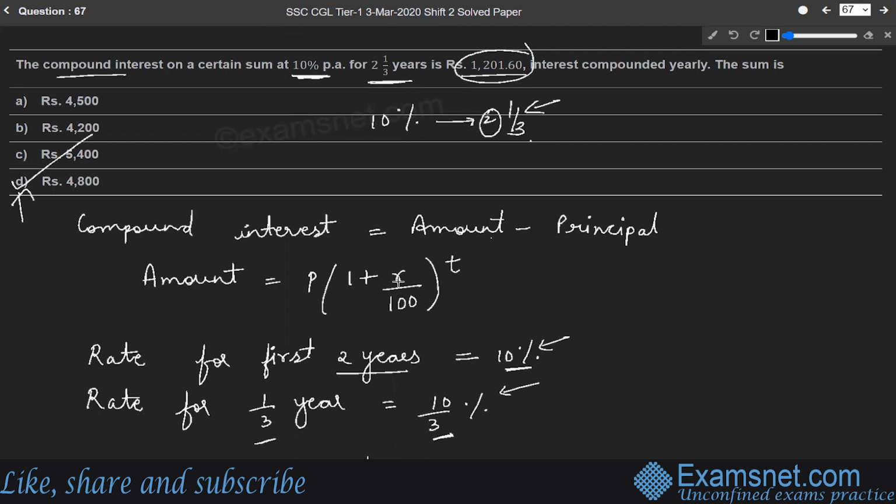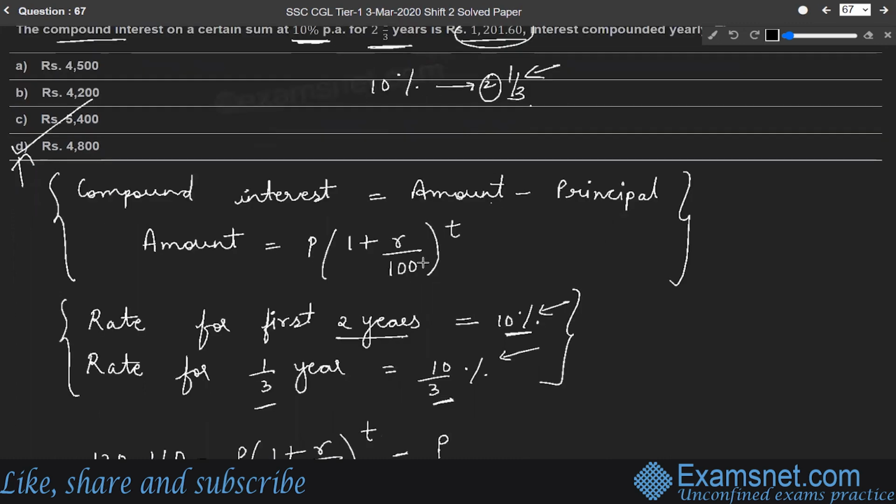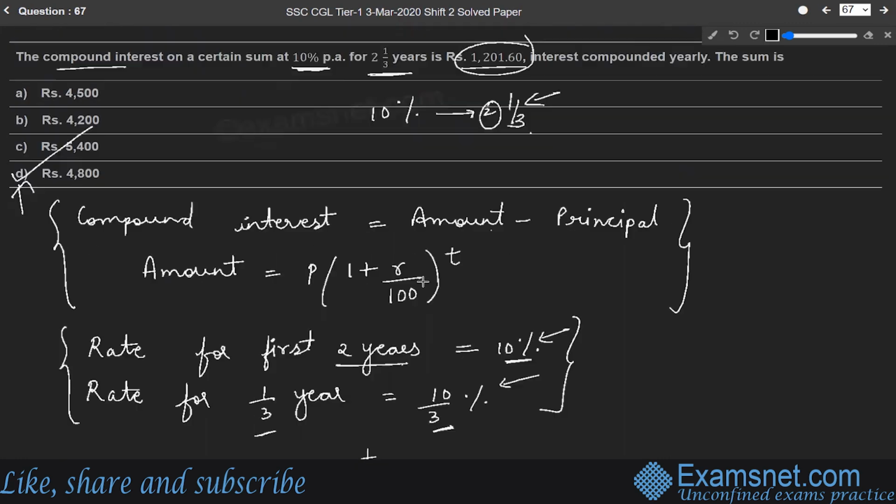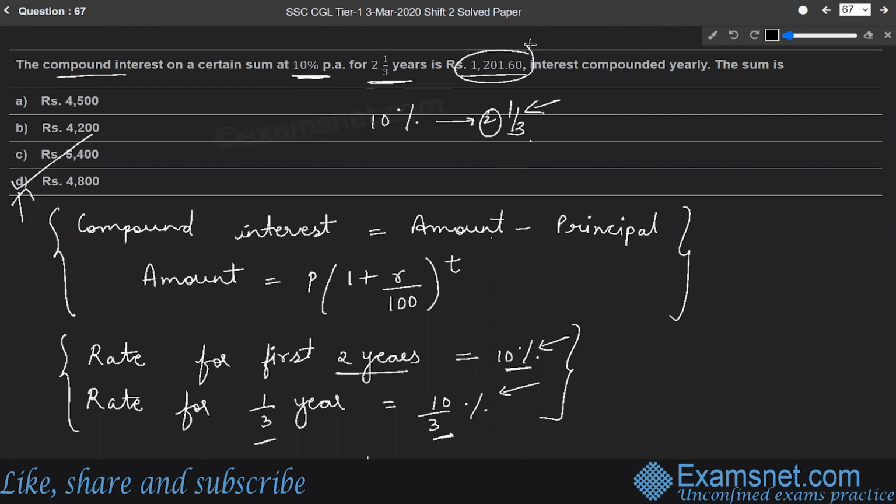Okay, in this question, we have learned about the formula for compound interest and the amount. All right. So I hope the question is clear to you. And the main and a little bit tricky part is you have to divide the rate in two different parts here. The rate for first 2 years and the rate for remaining 1/3 of the year. Okay. If you solve this, then you just have to put the values after this, nothing else. So I hope the question is clear to you.